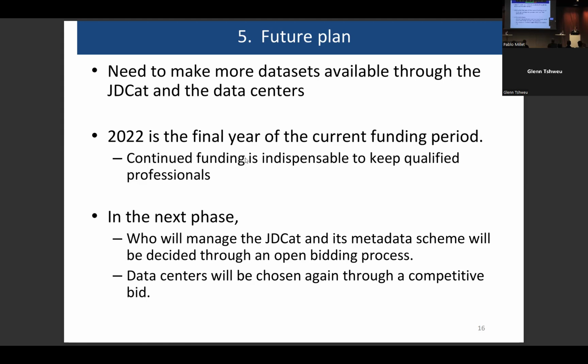Then what happens if we get the next phase of funding? Who will manage the JDCat and its metadata schema, and which data center will receive funding to do this kind of work, will be decided through an open bidding process. I am not entirely sure whether repeating an open bid every five years for data infrastructure is a good idea or not, but this is the only way our government allows us to select the institutions.